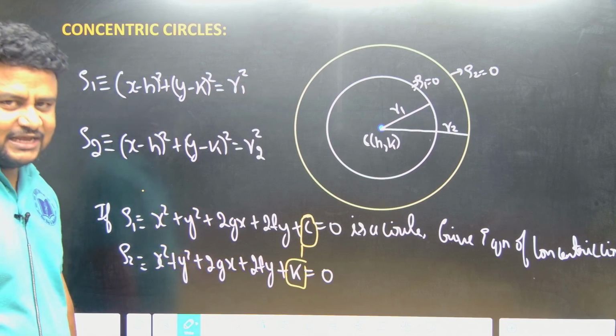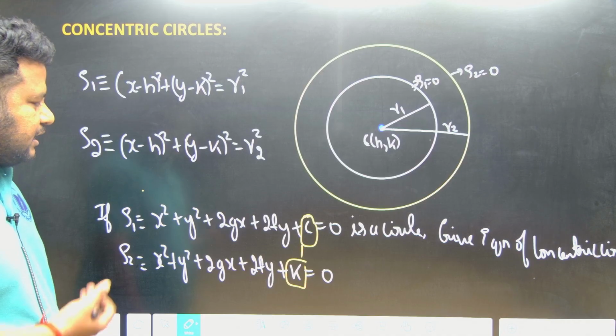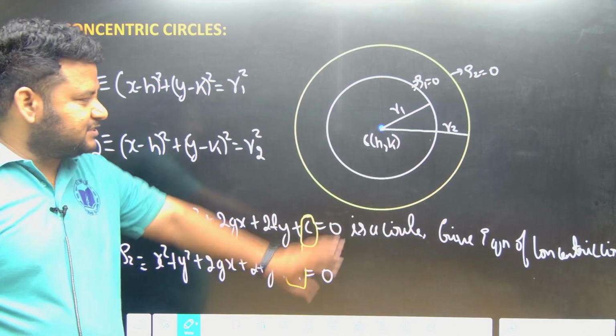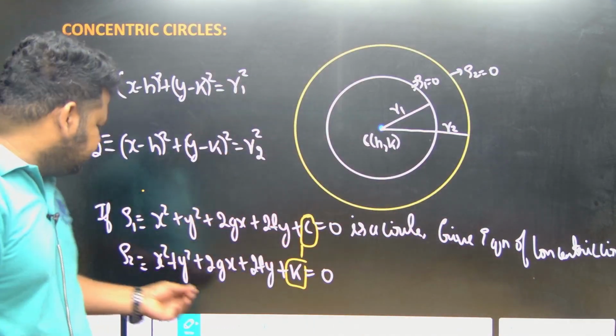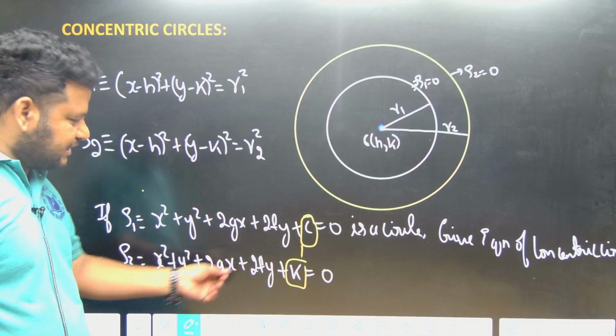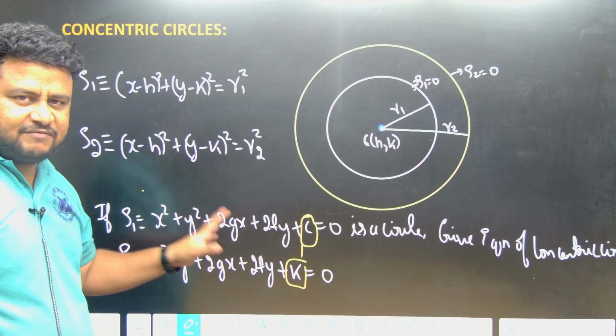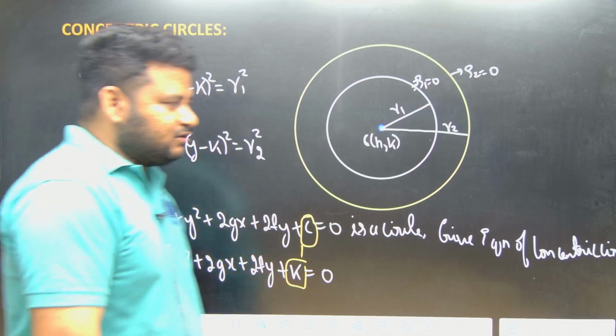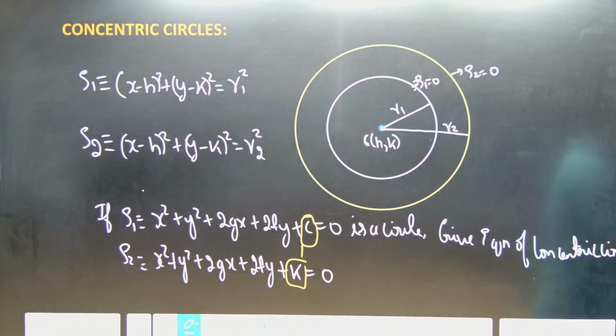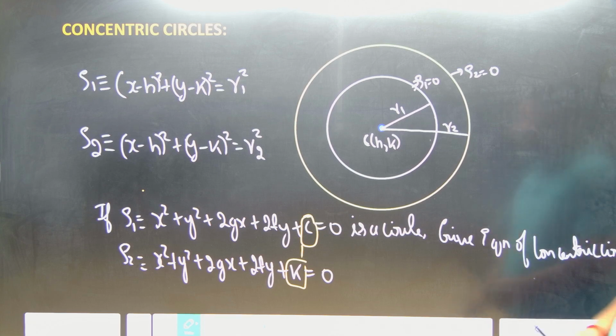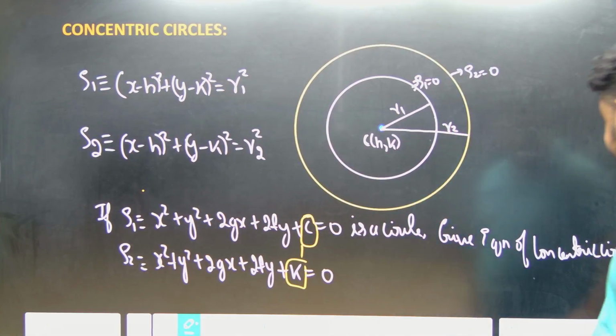Suppose they are telling that the concentric circle is passing through some point 2 comma 0. Substitute the value 2 comma 0 here, and you will get the value of k. That's it. Clear, friends? I hope it is clear till here to all of you. This is how you have to write the concentric circle. Next thing, this is the concept of concentric circles.